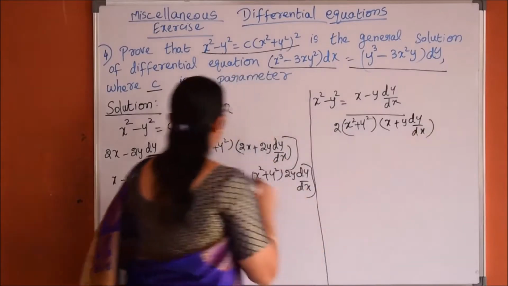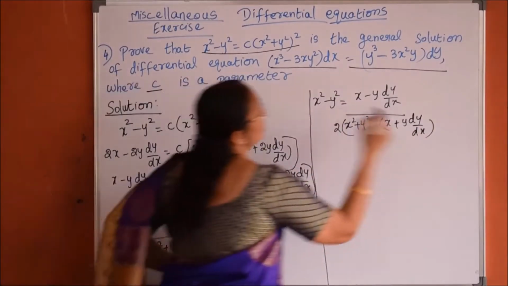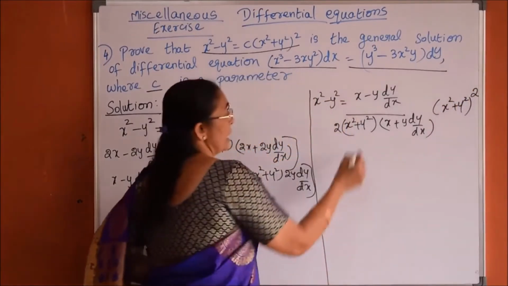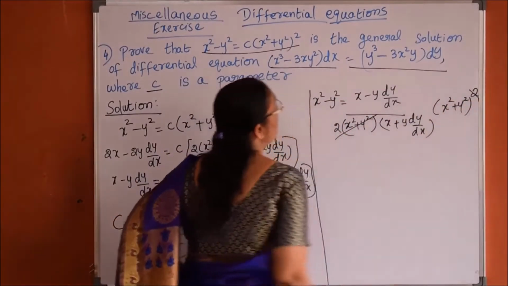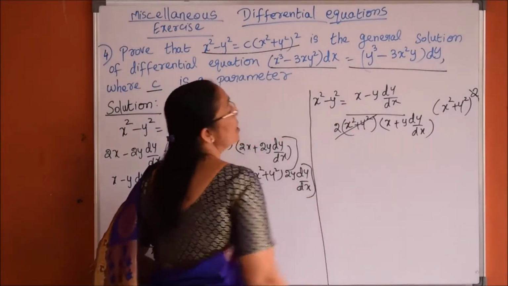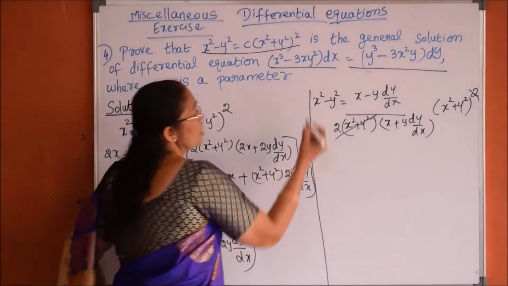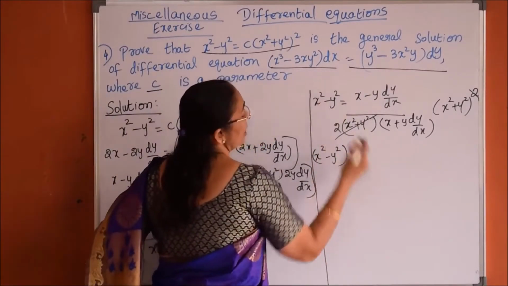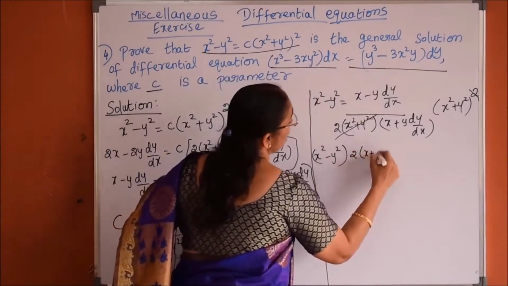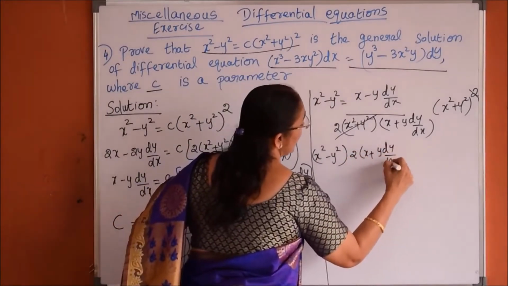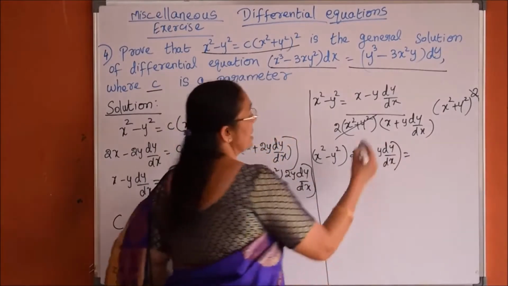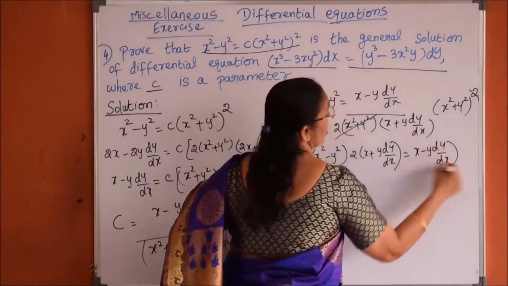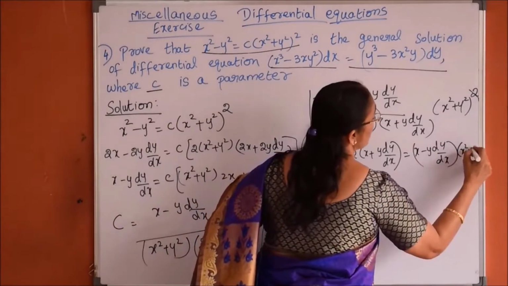This is the c value. This c value into (x² + y²)². So now we can cancel one x² + y² term. This is the c value we substituted. Now we will arrange the terms. So this one, (x² − y²) cross multiplication into 2(x + y) dy/dx is equal to the right-hand side, (x − y dy/dx) into (x² + y²).